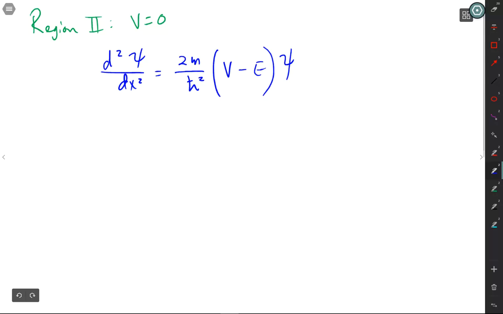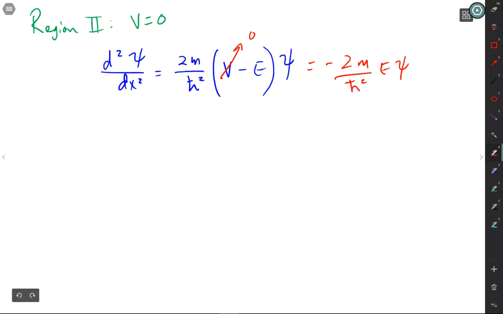Now, if you've had differential equations, which none of you have, right? Then you might have a way of solving this. Without having differential equations, I tell you what the form of the solution is, and then we work backward. So in this problem, we are given that V is 0. So it's equal to minus 2m over h bar squared E psi.